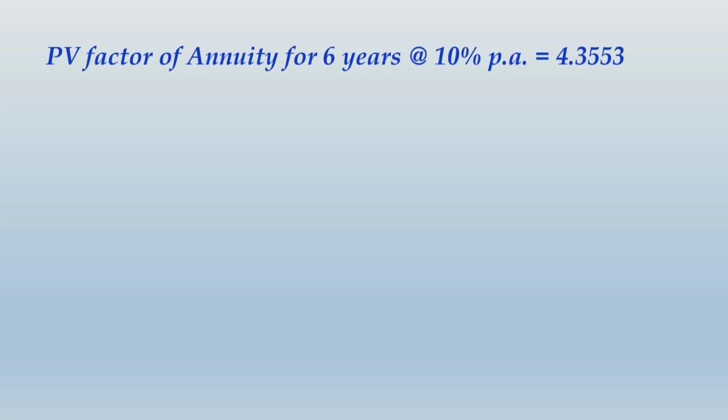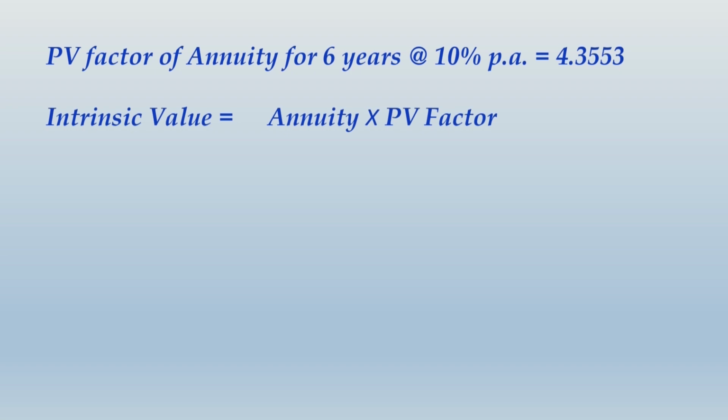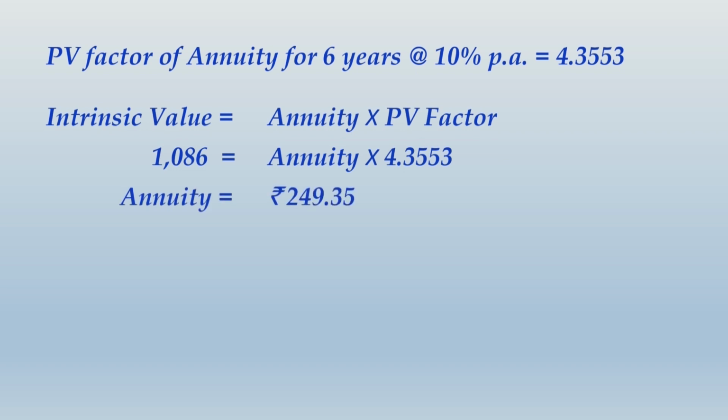We would say the PV factor of annuity for 6 years at 10% per annum, we can determine that as 4.3553. Intrinsic value will be annuities multiplied by the present value factor or annuity factor. So, when you multiply annuity by annuity factor, you get intrinsic value. So, annuity will be basically the intrinsic value 1086 divided by 4.3553, and what you get is 249.35. So, take note of this as well, and that will be the end of the solution.